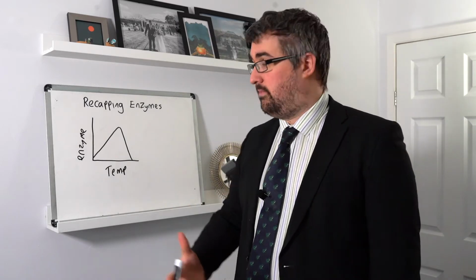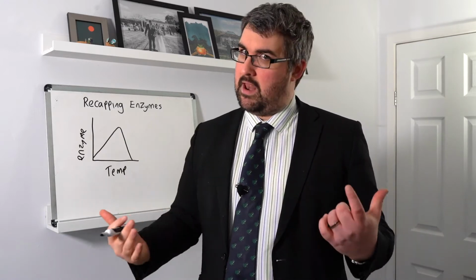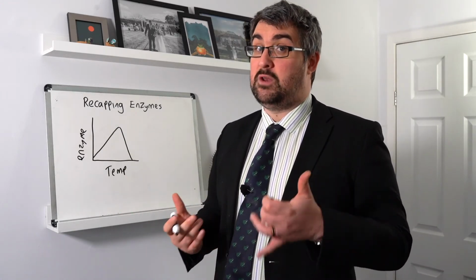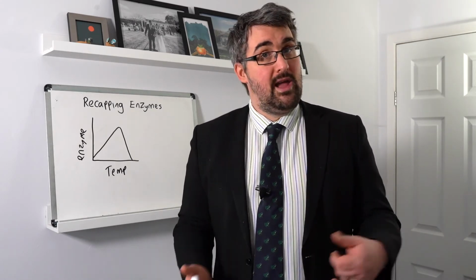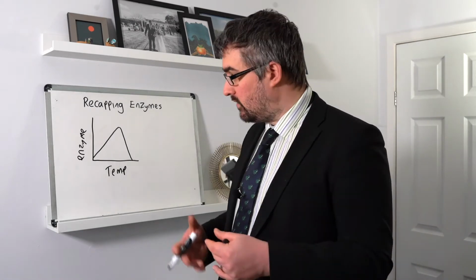So that's descriptive of our pattern, and the optimum temperature will be in different places depending on the type of enzyme. All the enzymes in my body, their optimum temperature should be around 37 degrees C, which is my body temperature. But if I'm a plant, it's going to be considerably lower, maybe around 20-25 degrees C. So bear that in mind.